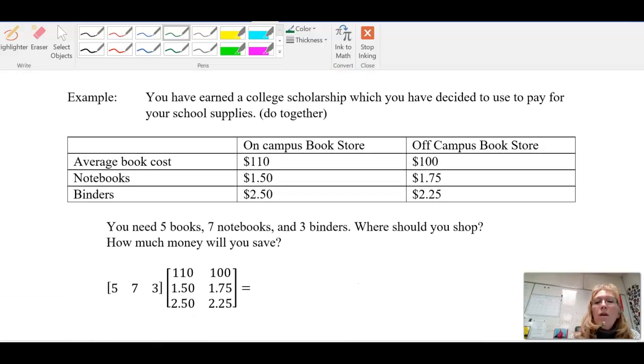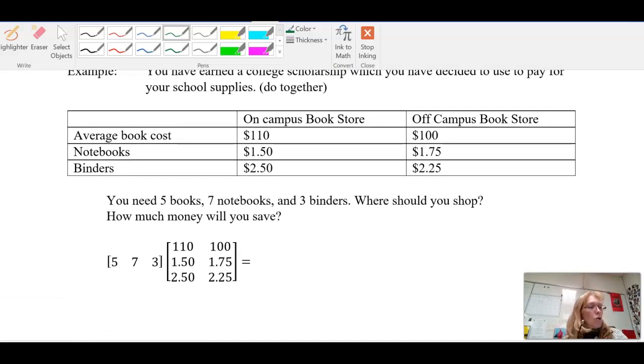Okay, now we're going to do some math here with story problems. Nothing too awful major. When you look at this, the first thing you do is take this and make it into a matrix. So it's 110, $1.50, $2.50, $100, $75, $2.25. Now, this is books, this is notebooks, and this is binders.